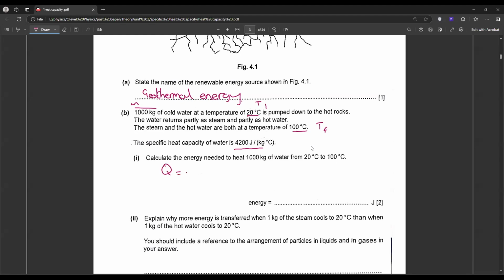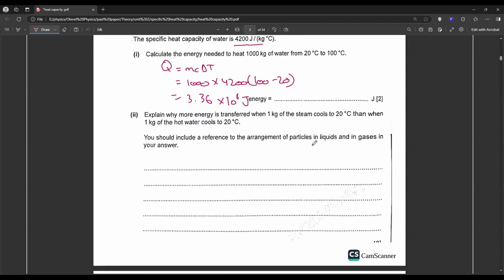So Q is equals to mc delta T. Your mass is 1000 kg. Your specific heat capacity is 4200. And your change in temperature is what? 100 minus 20. What will your heat come out to be? Let's calculate. 1000 into 4200 into 80. This comes out to be 3.36 into 10 raised to the power of 8 joules. Let's move on to the next one.